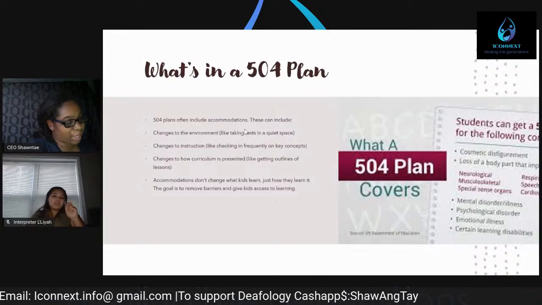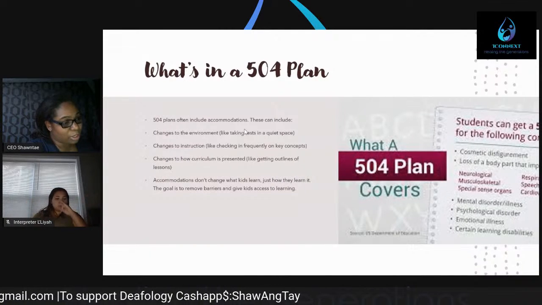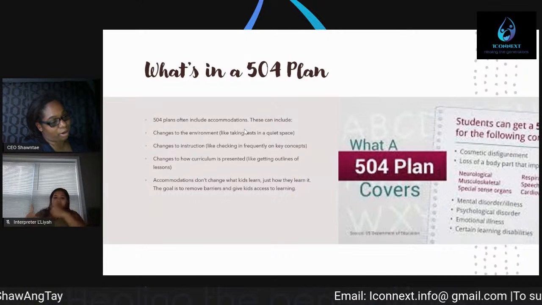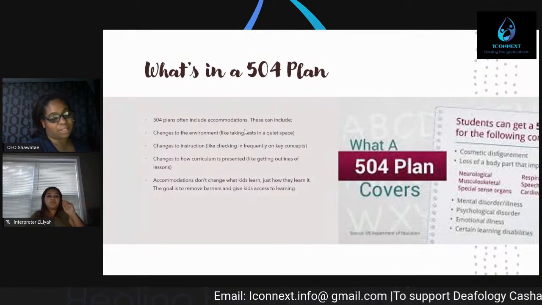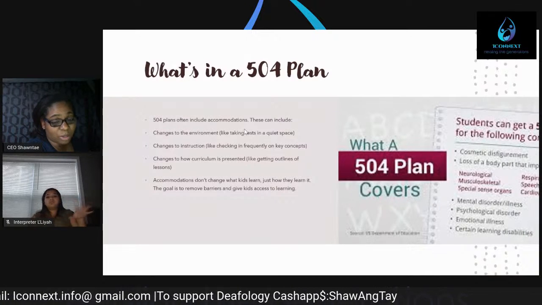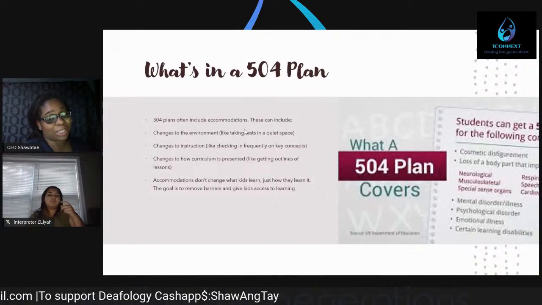Accommodations don't change what kids learn, just how they learn it. The goal is to remove barriers and give children access to learning. So a 504 removes the barriers, but if you look at an IEP, it sort of creates a barrier.